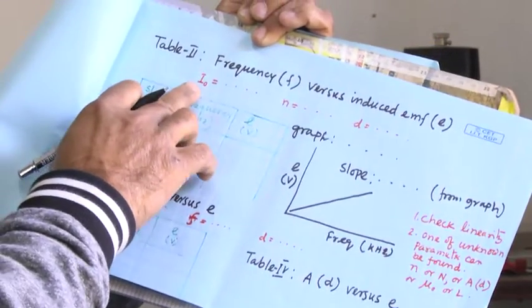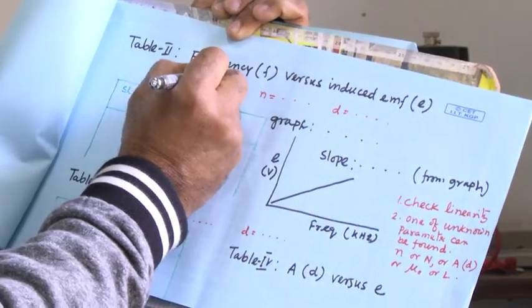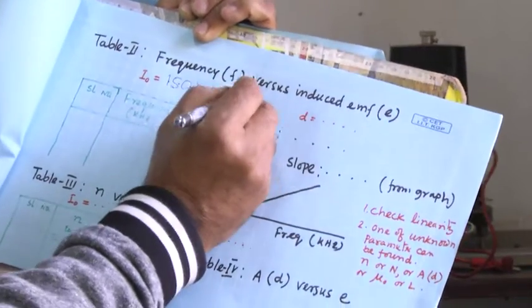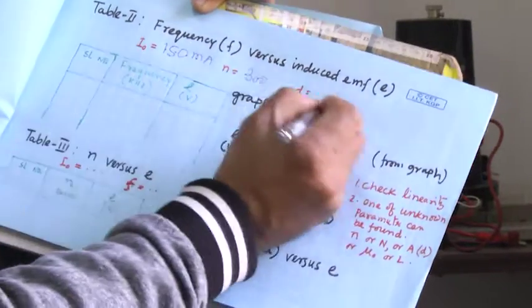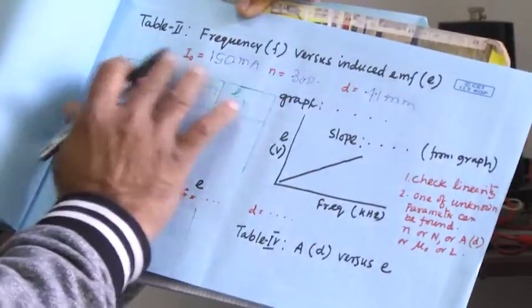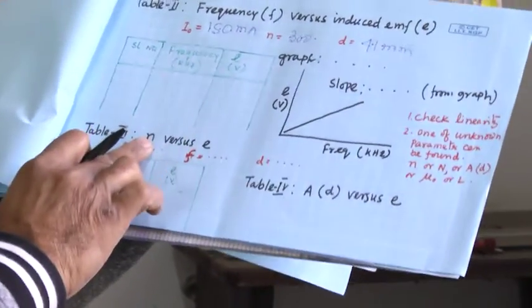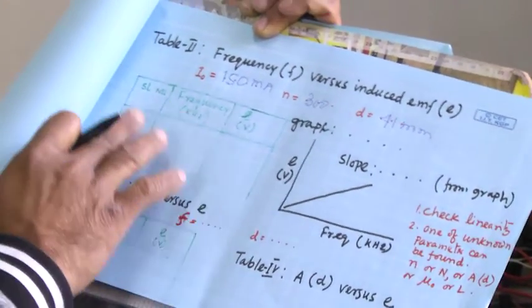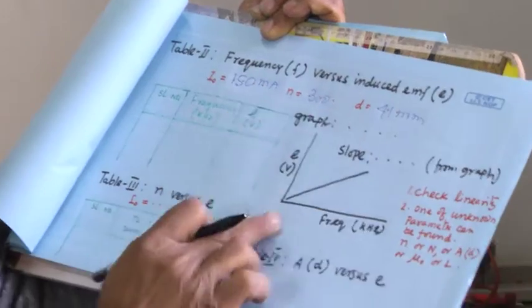So for that I0, I have taken 150 milliampere. Number of turns N is 300, and diameter is 41 millimeter. So that you have to note down. Now I am varying the frequency, and then I will note down the induced EMF. Then I can plot this.